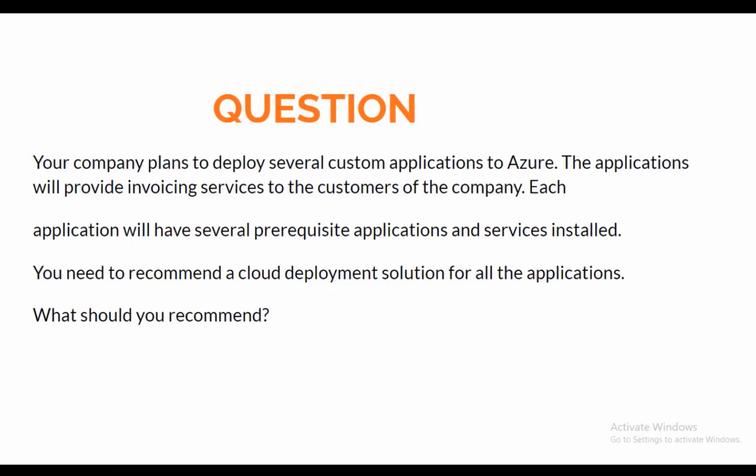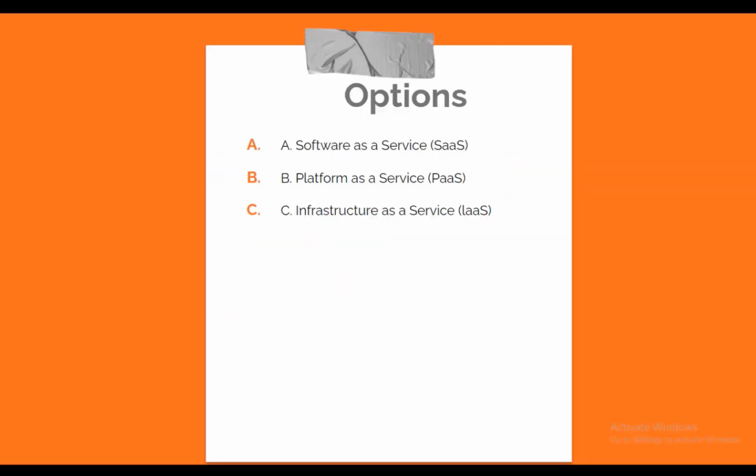Next question. Your company plans to deploy several custom applications to Azure. The applications will provide invoicing services to the customers of the company. Each application will have several prerequisite applications and services installed. You need to recommend a cloud deployment solution for all the applications. What should you recommend? And here are the options. Option A, software as a service. Option B, platform as a service. Option C, infrastructure as a service. And the correct answer is infrastructure as a service.